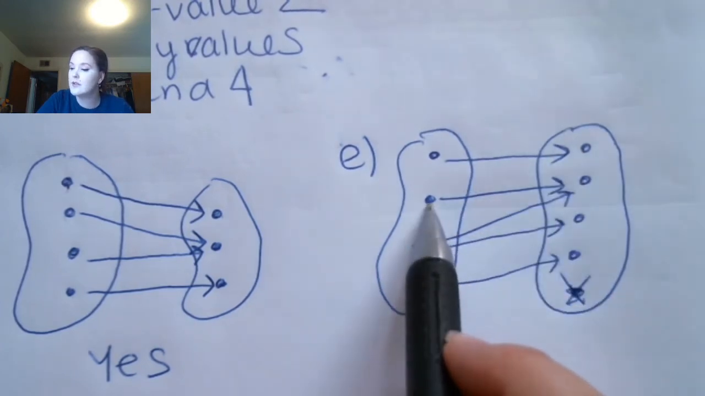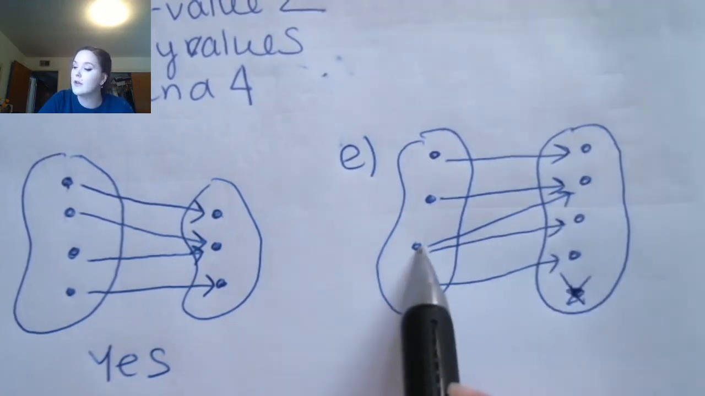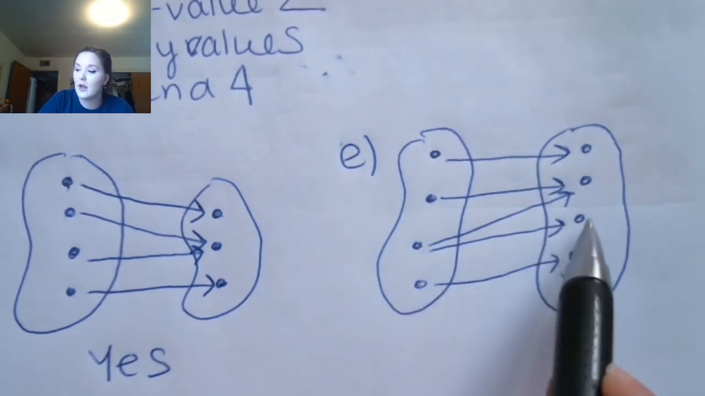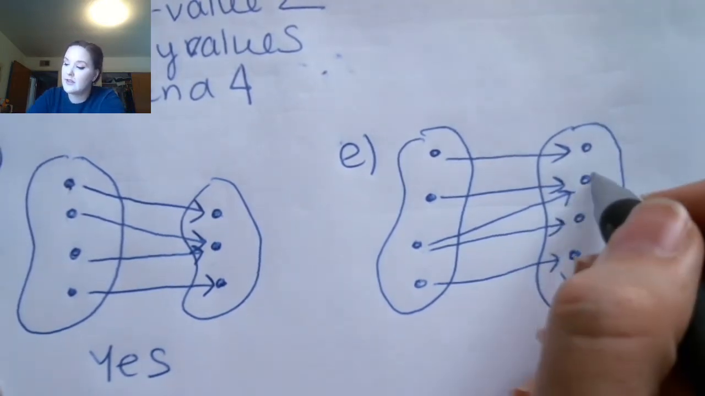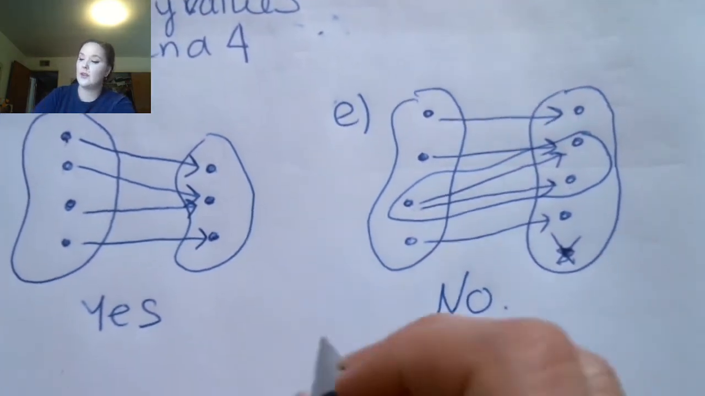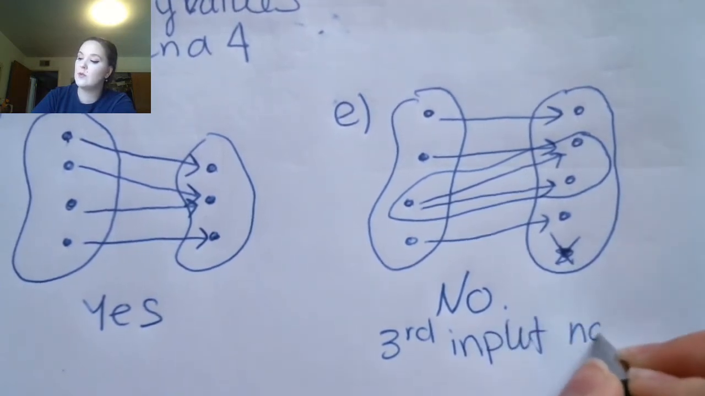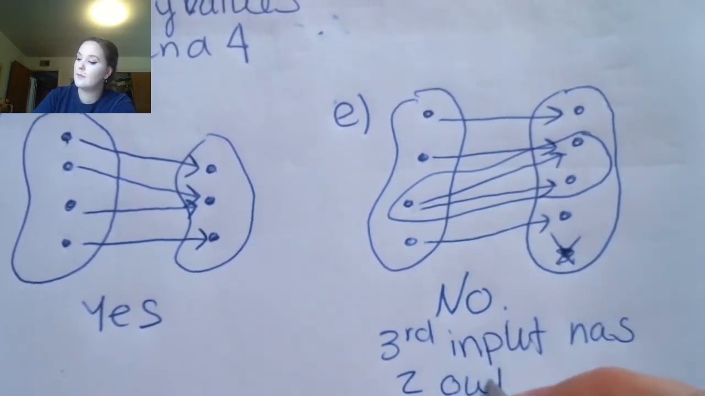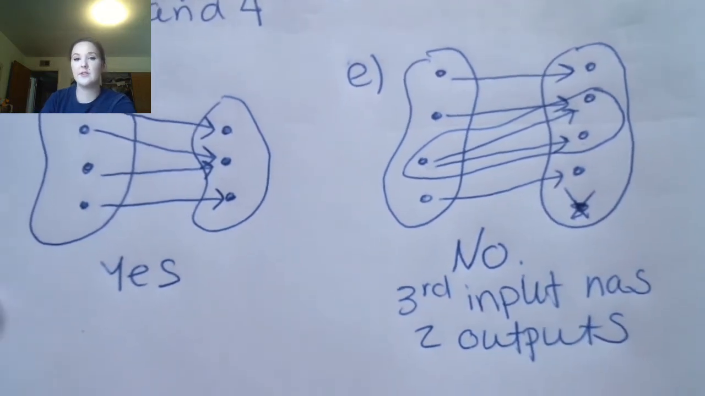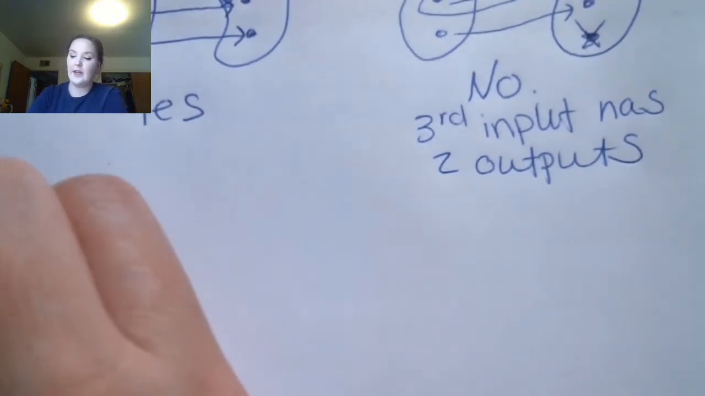Look here. Does it have an output value? Yes. Is there more than one? No, just this guy. Look here. Does it have an output value? Yes. But it has two output values. This input goes both here and here. This is our issue. So this is no. The third input has two outputs. That's why this is not a function. Let's look at another example.